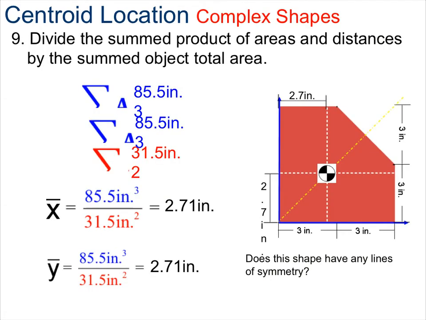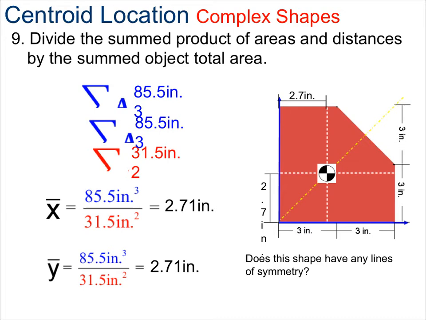So in step 9, you're going to divide the summed product of the areas and distances by the summed object's total area. So to find x bar, which is the horizontal distance from the y-axis to the centroid of this complex shape, we have 85.5 cubic inches divided by 31.5 square inches, which gives me 2.71 inches. To find y bar, which is the vertical component, or the distance from the x-axis to the centroid, I'll take 85.5 cubic inches and divide it by 31.5 square inches, and again, I get 2.71 inches.